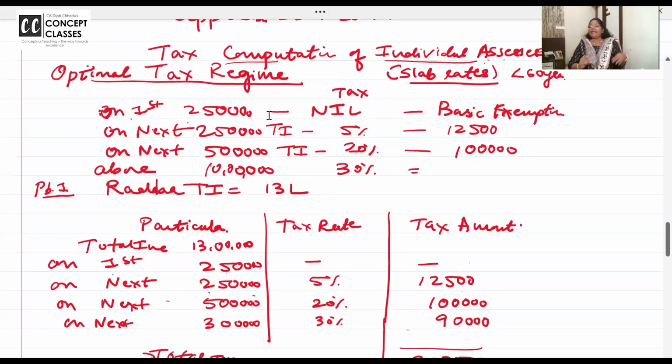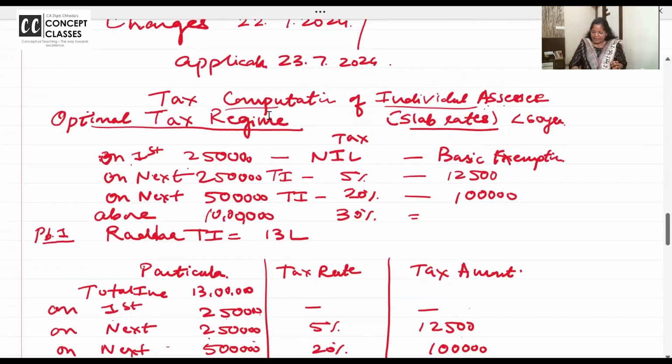Now, how to pay tax on your income? One thing should be clear, and if possible, write it anywhere. On your total income, you pay tax. Whatever tax you pay on that, it is mandatory that you have to pay 4% what?